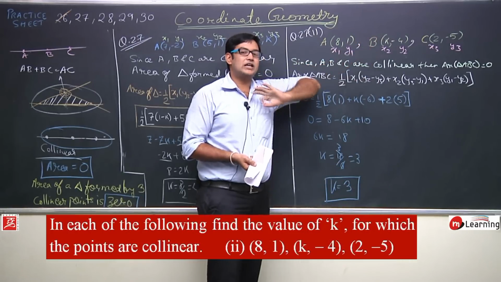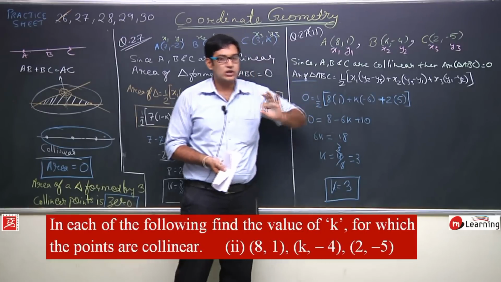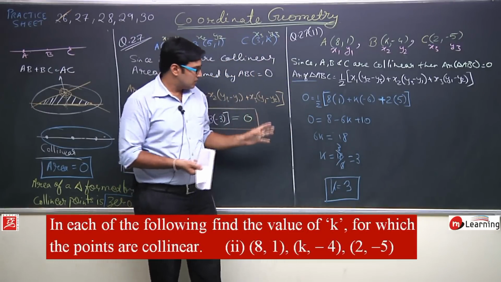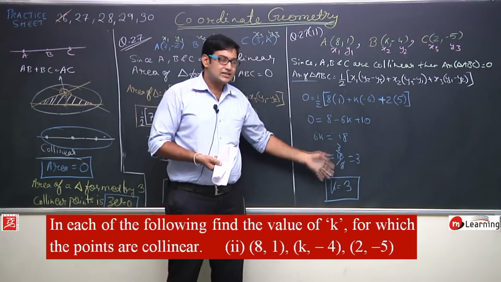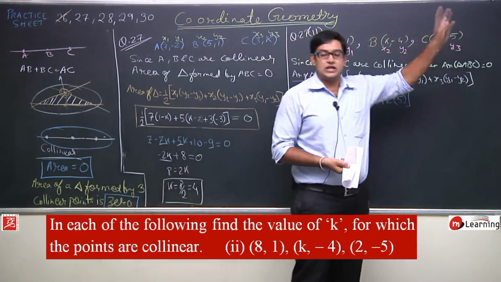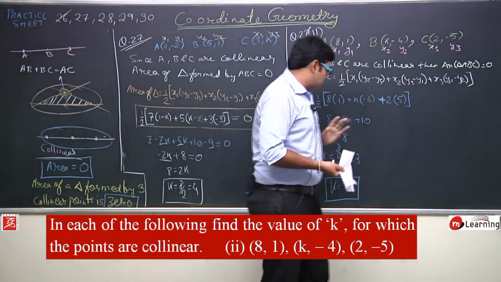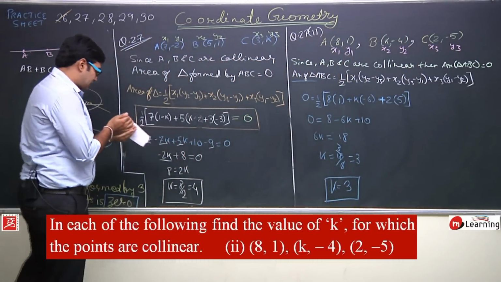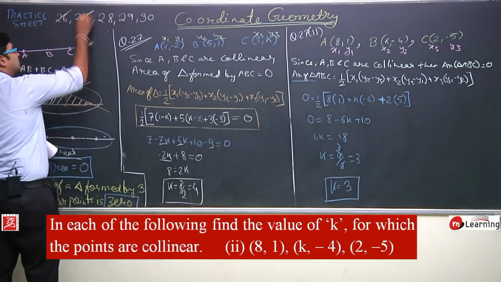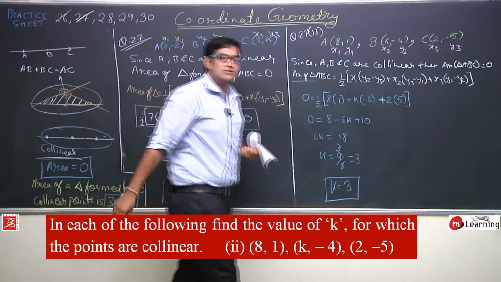Okay, so this k holds 3, then only these 3 points are collinear, otherwise they are not collinear points. Okay, if I substitute k is equal to 5 or k is equal to 6, then these 3 points will not become collinear. Okay, remember this. So this is the formula, this is the solution for the second part of question number 27, and this completes question number 27. So first note this, then we will continue.